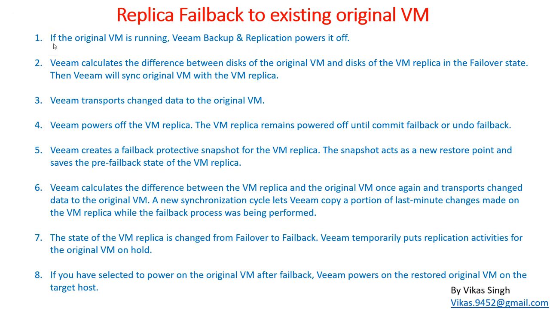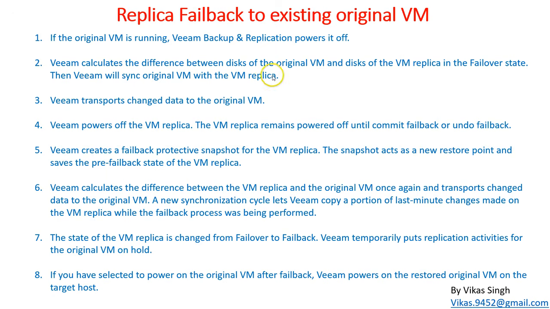If the original virtual machine is running, Veeam Backup and Replication powers it off. Then Veeam calculates the difference between the disks of the original virtual machine and the disks of the VM replica in a failover state. So it basically checks the file size of the virtual machine at the original location and the replica location, and then Veeam runs the sync of the original VM to the replica VM.